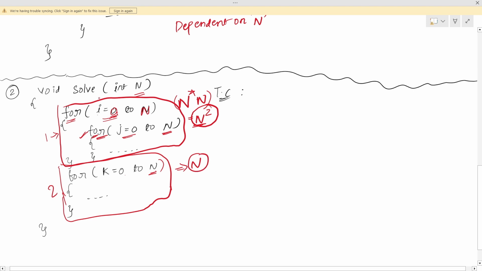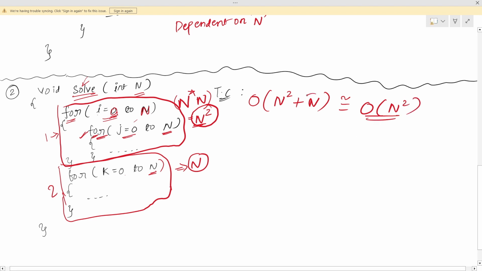You can see that for this solve function, if we write the time complexity as a whole, it will be something like this: Big O of n square plus n. But while writing time complexity, we'll try to normalize it to big O of n square only.